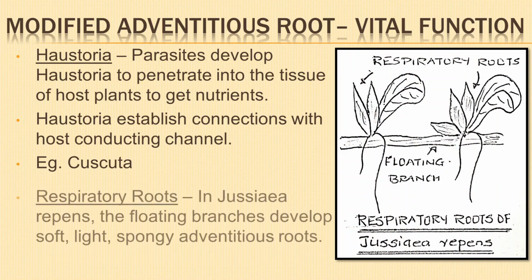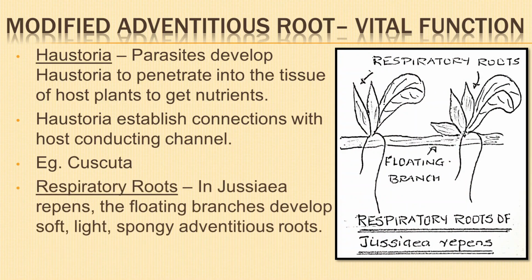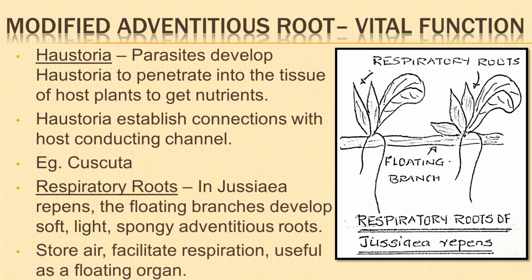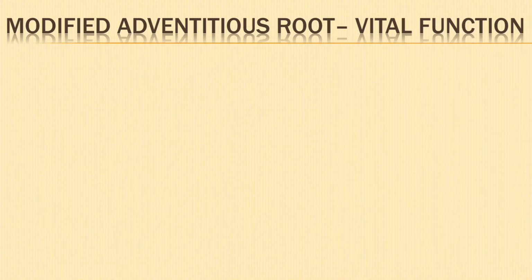Respiratory floating roots. They are modification of adventitious roots. In Jussiaea repens, an aquatic plant, the floating branches develop soft, light, spongy, adventitious roots which arise from the nodes of the plant. They store air, facilitate respiration, become inflated and spongy, project above the level of water, and are used by the plant as a floating organ.